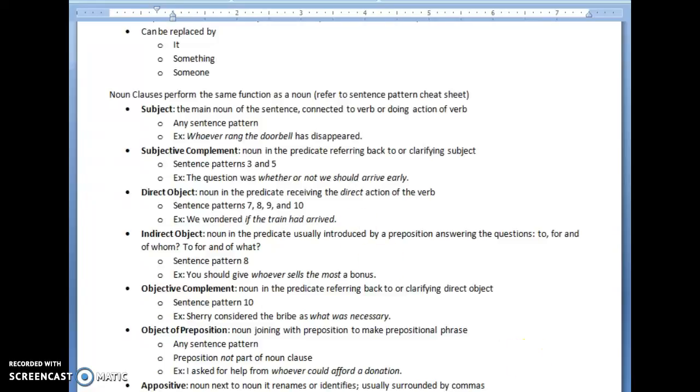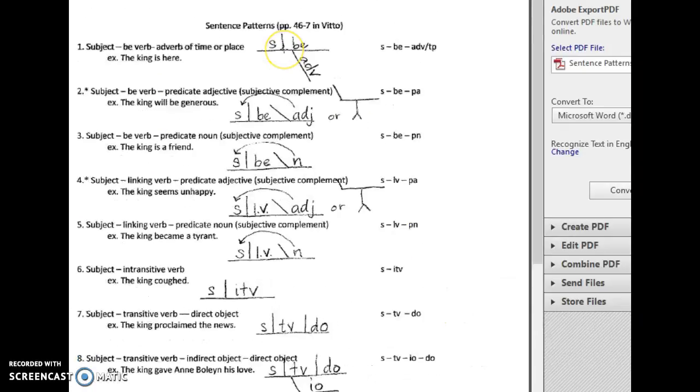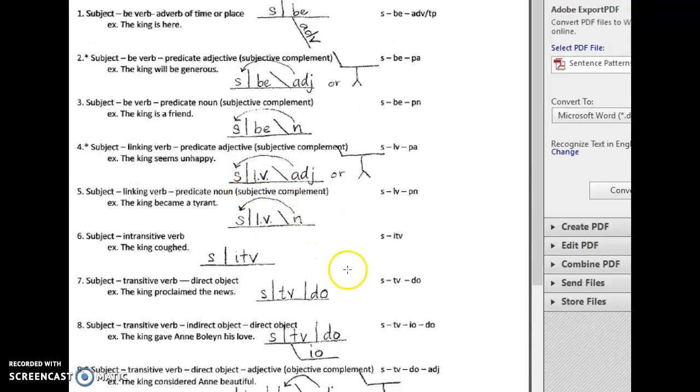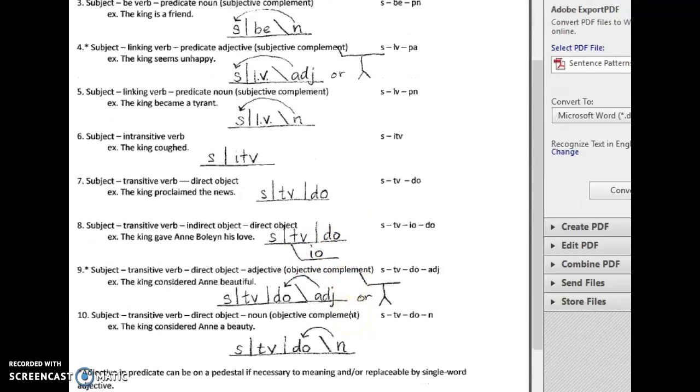So noun clauses can function as different parts of speech. And it's helpful if you look at your sentence pattern cheat sheet. Anywhere you see a noun on here, it can be replaced by a noun clause. So obviously all of these subjects are nouns, and then we have a few that have nouns in other places in the sentence in the predicates. 3 and 5 have subjective complements that are nouns pointing back to the subject. Those can be replaced by phrases. Direct objects and indirect objects can also be noun clauses. And then this objective complement down here at the bottom can also be a noun phrase.